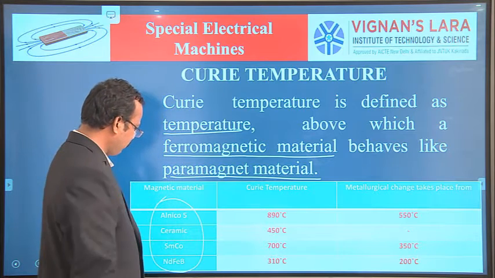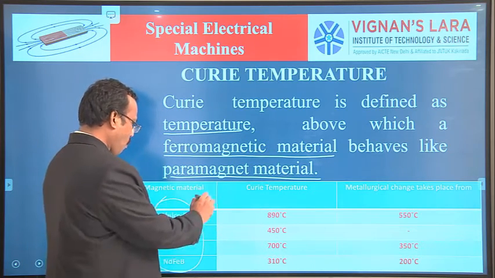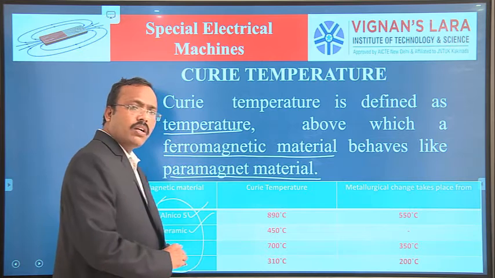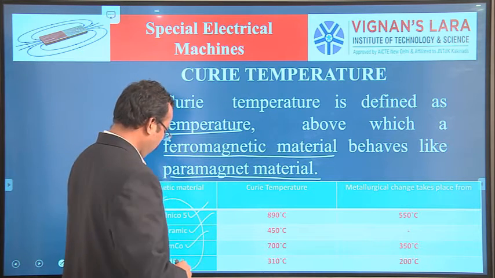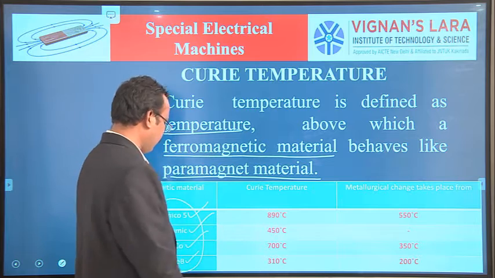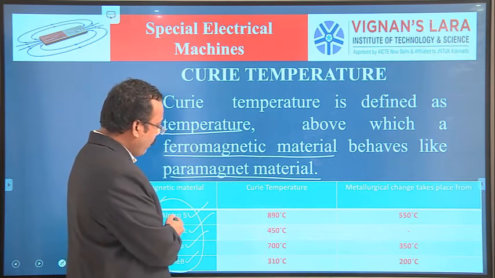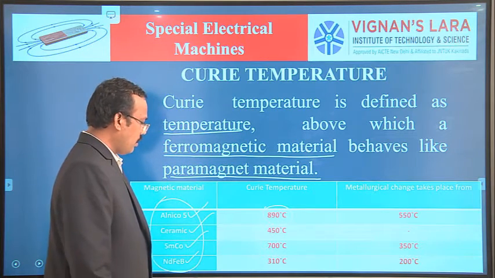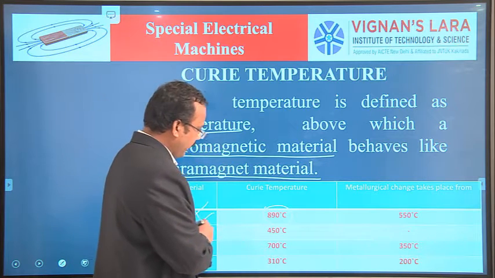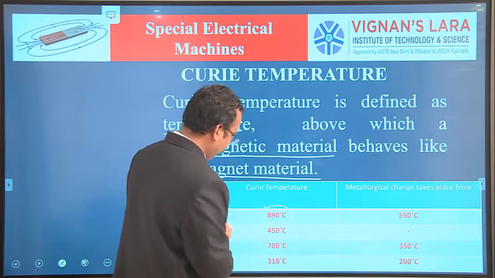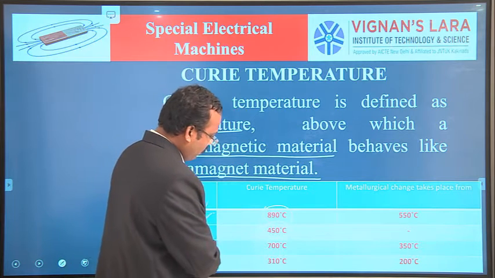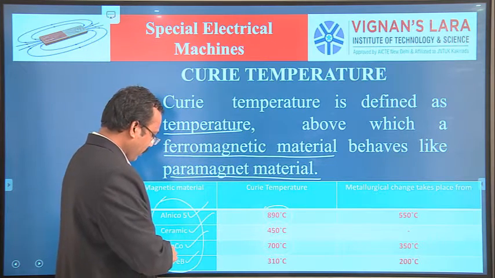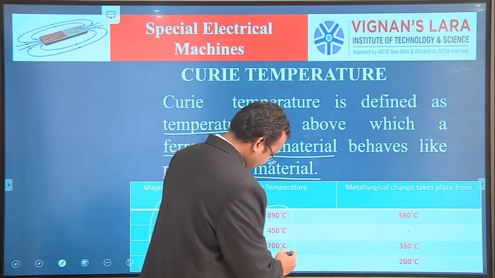We have 4 types of permanent magnet materials. The first one is all-nickel, the second one is ceramic magnet, the third one is samarium cobalt, and the fourth one is NdFeB magnet. The Curie temperature of the all-nickel magnet is 890 degrees Celsius. The Curie temperature of ceramic magnet is 450 degrees Celsius. The Curie temperature of SmCo is 700 degrees Celsius. The Curie temperature of NdFeB magnet is 350 degrees Celsius.